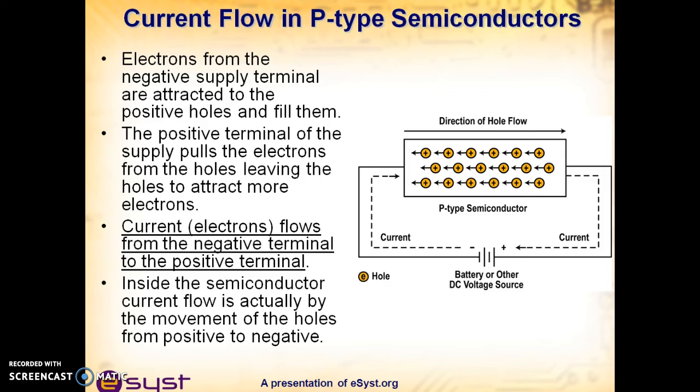Current flow in p-type semiconductors. Electrons from the negative supply terminal are attracted to the positive holes and fill them. The positive terminal of the supply pulls the electrons from the holes, leaving the holes to attract more electrons. Current flows from the negative terminal to the positive terminal in terms of charge carriers. Inside the semiconductor, current flow is actually by the movement of the holes from positive to negative. Hence, the current finally flows from positive terminal to the negative terminal as per the conventions of current flow.